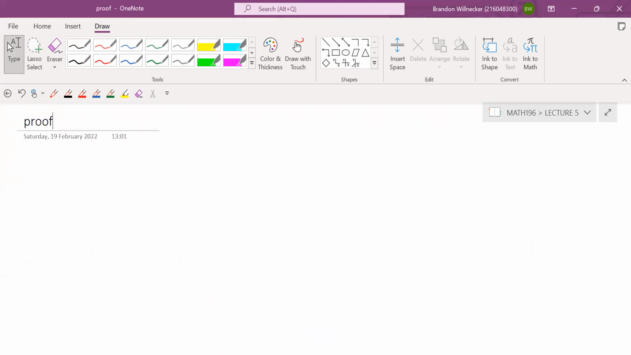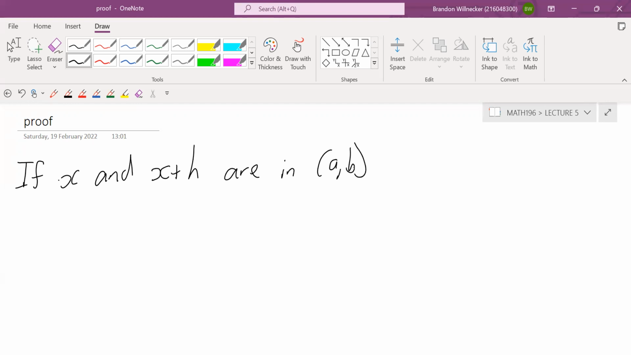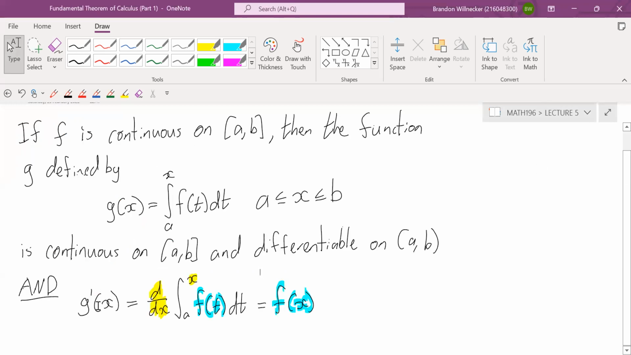So, proof. We begin by defining a small interval in [a, b]. If x and x plus h are in [a, b], so if we imagine a little number line, here's a and here's b, then we have x over here, and over here we have x plus h, a little distance apart. Let's go back to see what we need to do. We need to show that the derivative of g, so g prime, is equal to f of x.